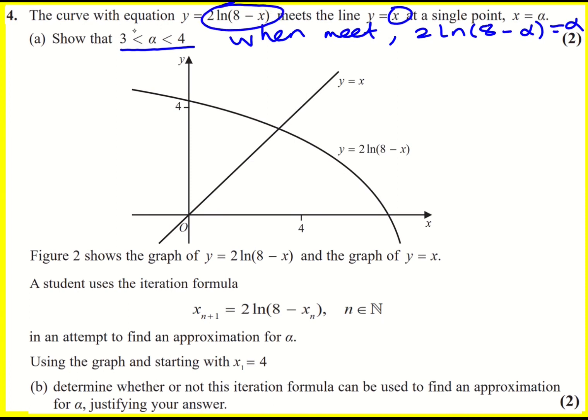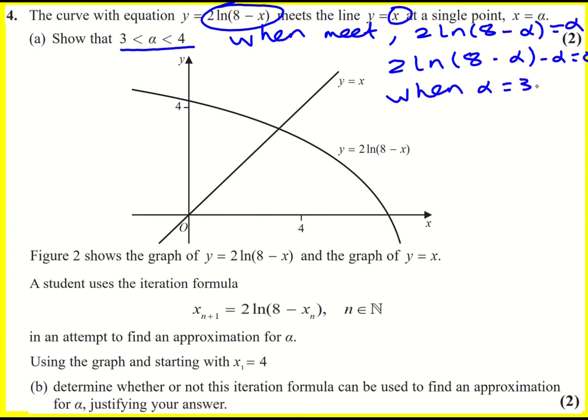To show that alpha is in this range, we should use the sign change rule. So I'm going to write it as 2 ln(8 minus alpha) equals 0. Sometimes I give this a name, like a function g of x. We're trying to show that it's positive at one end and negative at the other end. I don't think we need to actually call it a function.